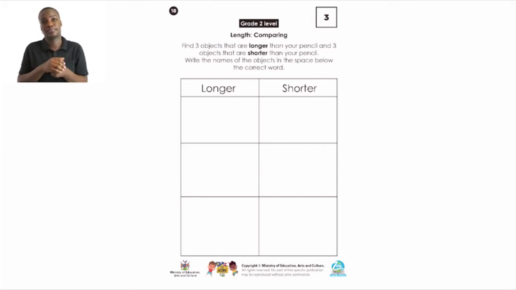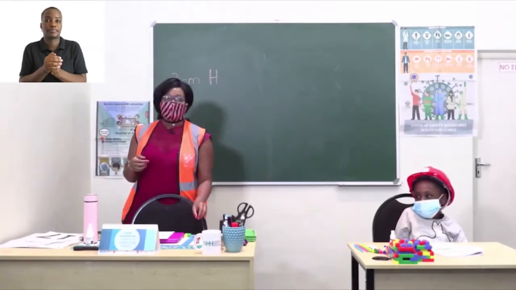On page 18 is a different exercise, but we are still dealing with measuring. Here we can see that it is asking you to measure 3 objects that are longer or 3 objects that are shorter than your pencil. Now everybody has a pencil at home, so I want you to find any 3 objects. Here we have found in our little classroom 3 objects that are longer than our pencil.